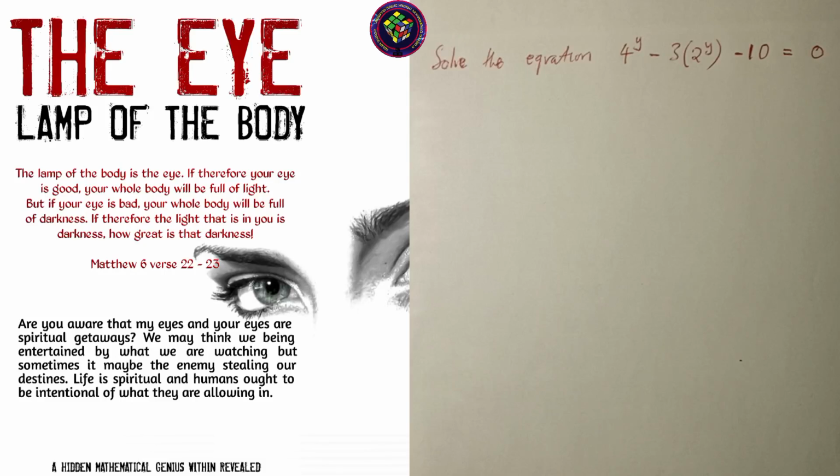Solve the equation 4 to the power y minus 3 in brackets 2 to the power y minus 10 is equal to 0.